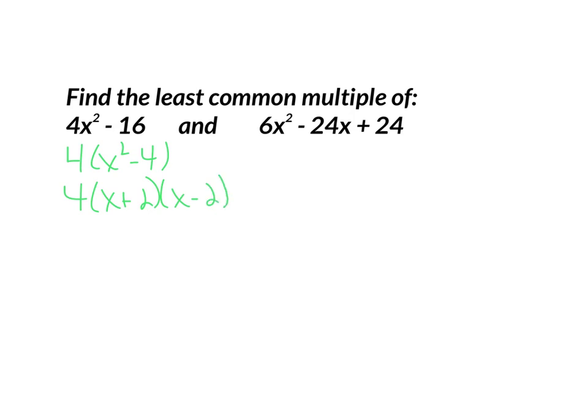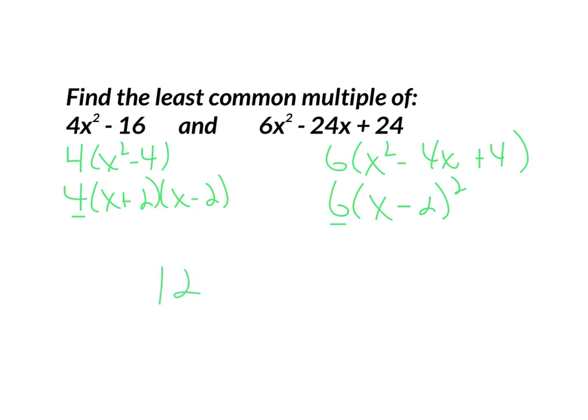So there's the first term. The second one, I can take out a 6, which leaves x squared minus 4x plus 4. And I can factor that some more too. That's going to be x minus 2 squared, which is x minus 2, x minus 2. So when you find the LCD, here's the steps. First of all, look at your coefficients. Find the LCD or the LCM of your coefficients. The smallest thing that 6 and 4 both go into is 12.